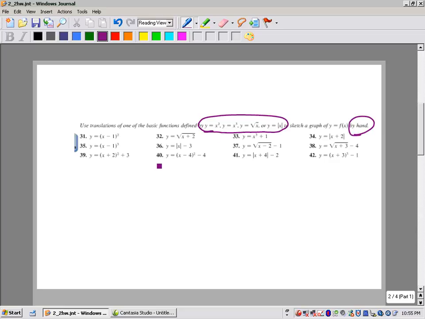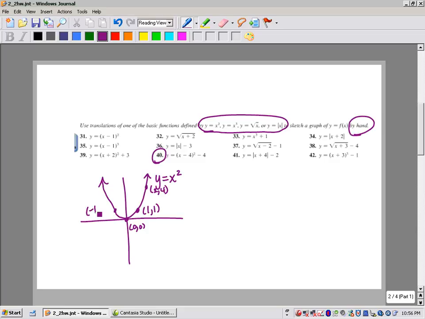So let's look at number 40. Y is equal to x minus 4 squared minus 4. Well, what is our basic function? Our basic function is y equals x squared. If you remember some key points on that, and if you have graph paper, it would really be helpful. We know that 0, 0 is on the graph, 1, 1, 2, 4, negative 1, 1, and negative 2, 4.